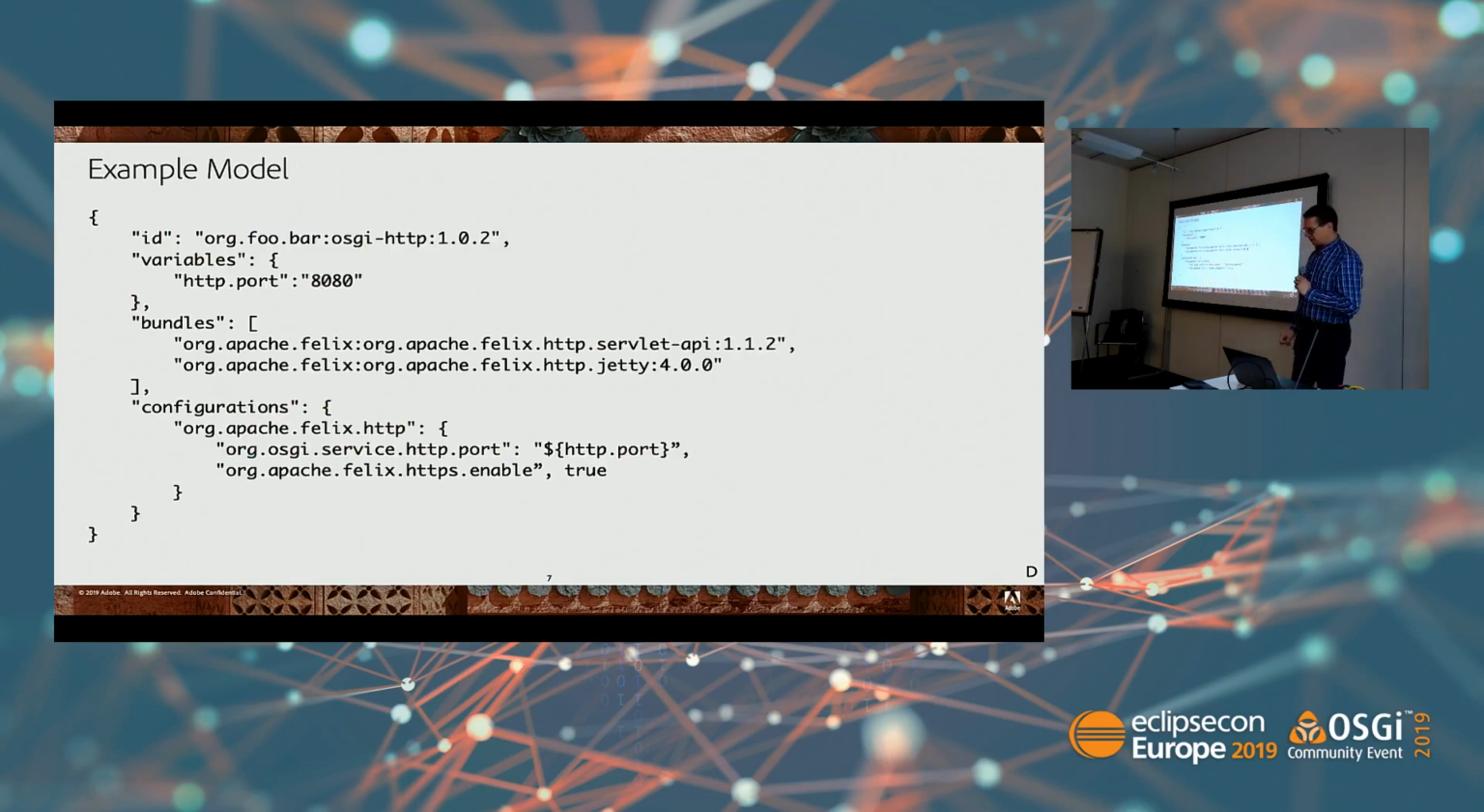Okay, so here's a really quick example of what a feature model looks like in JSON. In theory, you can also use other serializations, but I think JSON is what we're settling on at the moment. It has an ID. This one is called OSGi HTTP. This one has one variable. You can set the port. The default is 8080, so if you don't specify that, you get 8080. Here we only have 2 bundles, but obviously it could be a long list, and 1 configuration.